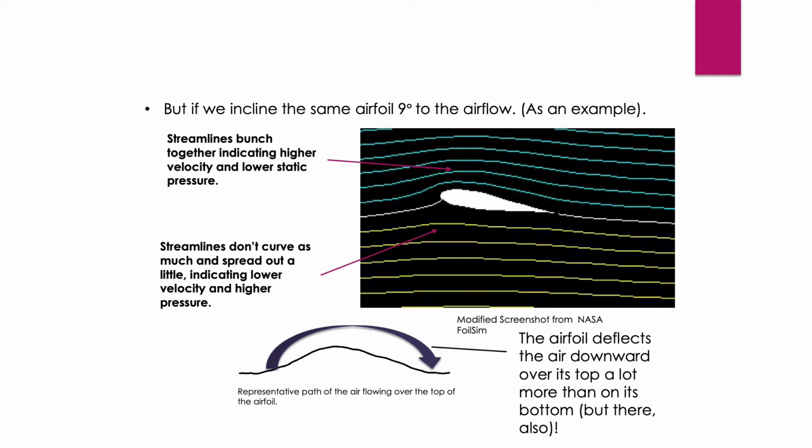And overall, if you look at the overall direction of the airflow, you're getting a big curve over the top, and that's what's shown in the bottom, that the airfoil deflects the air downward over the top. It does on the bottom too, but a lot more over the top. So you're getting this downward deflection in terms of the average motion of the air over the airfoil.